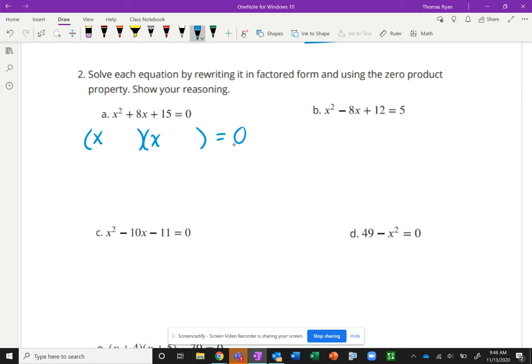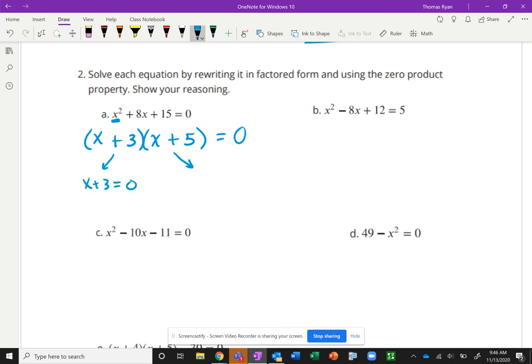Remember, we have an x and an x in our binomial because that's going to give us our x squared. Now, we're thinking of numbers that multiply to 15 that add to 8. Should be a 5 and a 3. And if they multiply to positive and add to positive, they both got to be positive. So we split it up.